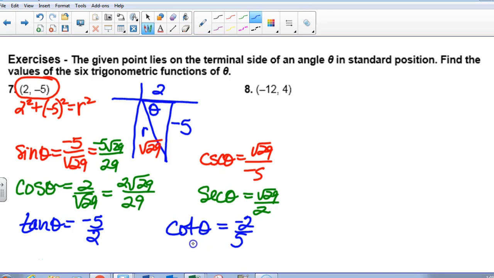If this is a test or quiz, at this point, take one second and remind yourself that in the fourth quadrant, all students take calculus means only the cosine should be positive. Everything else should be negative, yes? Got a negative there. Reciprocal had a negative. Cosine was positive, reciprocal is positive. Tangent and cotangent should both be negative. Double check your signs because it's so easy to get those wrong.